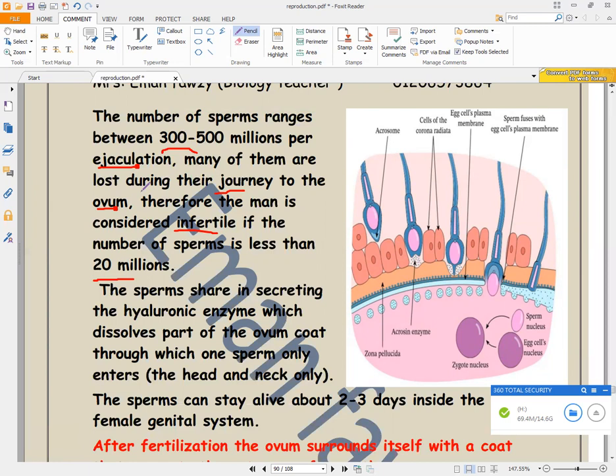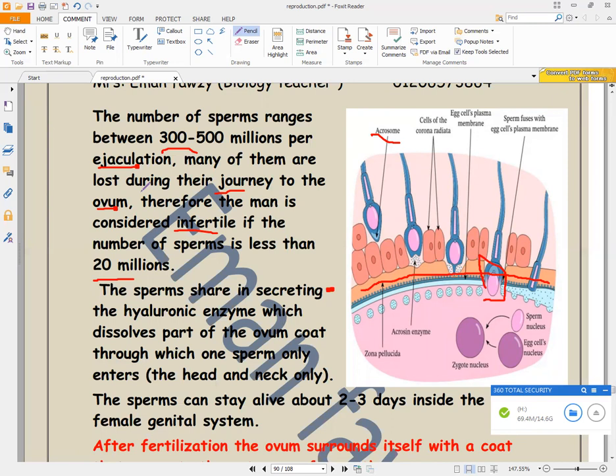The sperm share in what? Share in dissolving the membrane of the ovum, okay, by secretion of an enzyme. This enzyme is present in the acrosome. That is called what? That's called hyaluronidase enzyme, okay, to dissolve what? To dissolve the hyaluronic acid that's present in the membrane that's surrounding the ovum, okay.